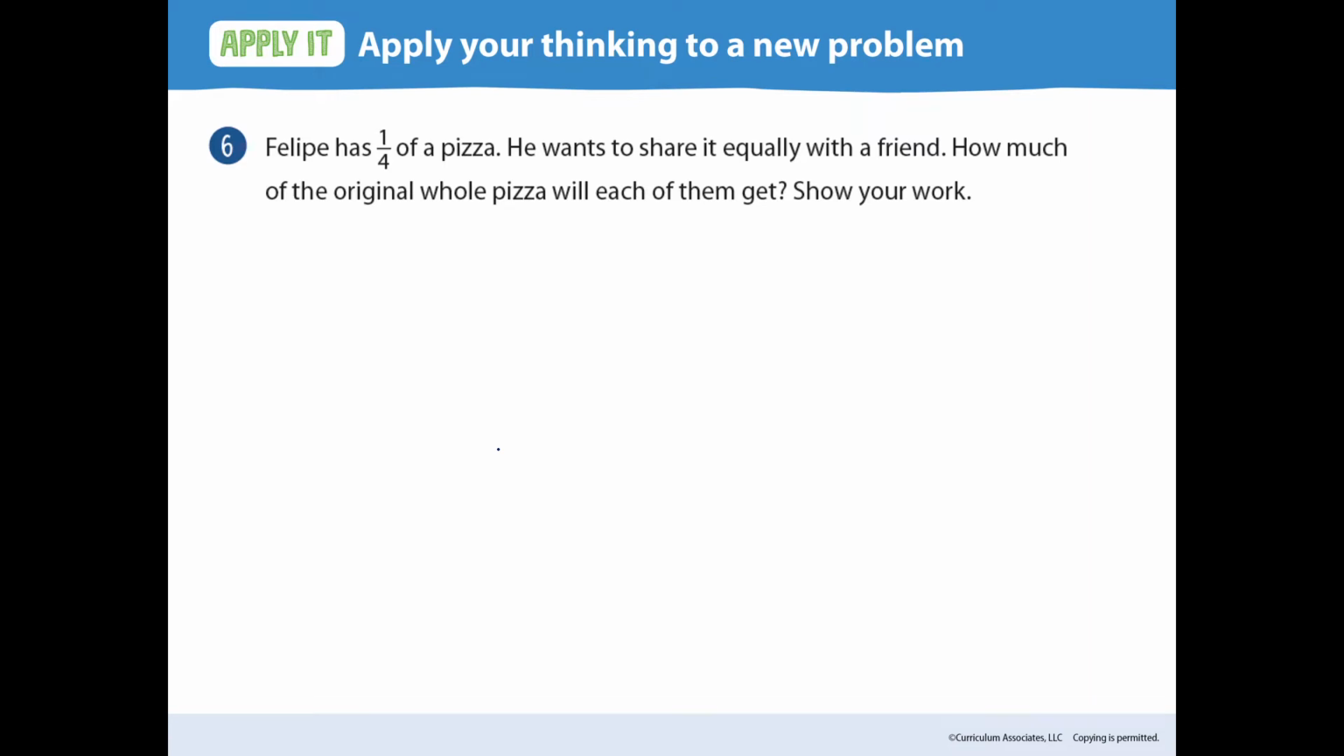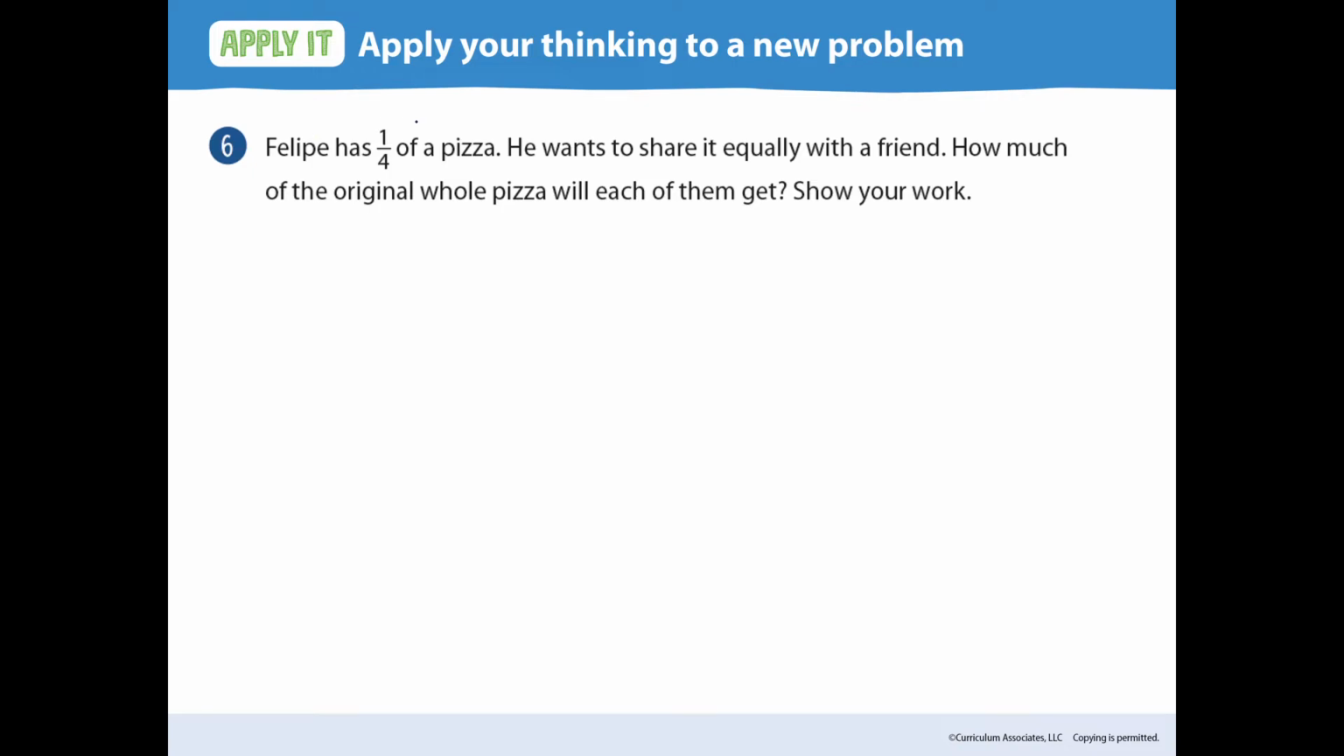All right, on page 478, let's apply your thinking to a new problem. Felipe has 1/4 of a pizza. He wants to share it equally with a friend. How much of the original whole pizza will each of them get? Show your work. Go ahead and pause this video. Make sure you're circling the important information that you need to use and underline what you need to figure out. Also, it's really important that you're showing your work.